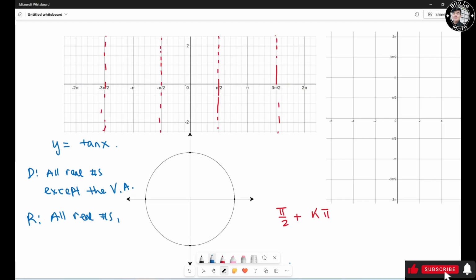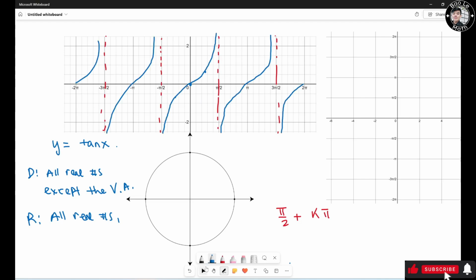Alright, now, the tangent function always passes through the origin, right? And then we need to find the other 2 points right here. So it's going to be somewhere right here and right here, right? And then it's going to be something like this.